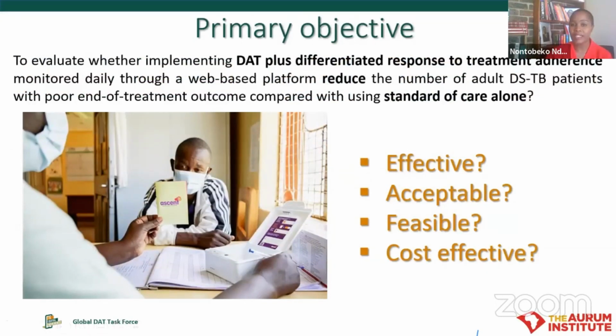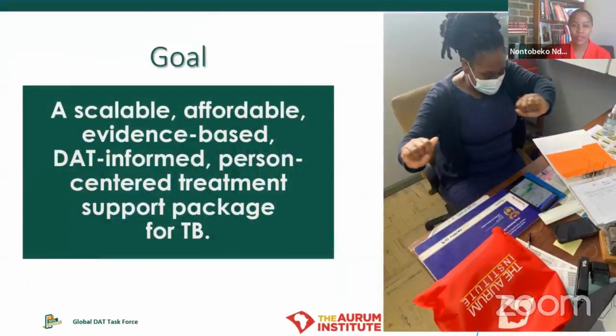So the project set out to evaluate whether these technologies are effective, will they be acceptable to the end users, are they feasible to implement pragmatically, and also we looked at the cost effectiveness. The primary objective, the final goal for these evaluations, was to come up with evidence that will give the national TB programs a scalable, affordable, evidence-based digital adherence technology that is formed by a person-centered treatment support package for TB.